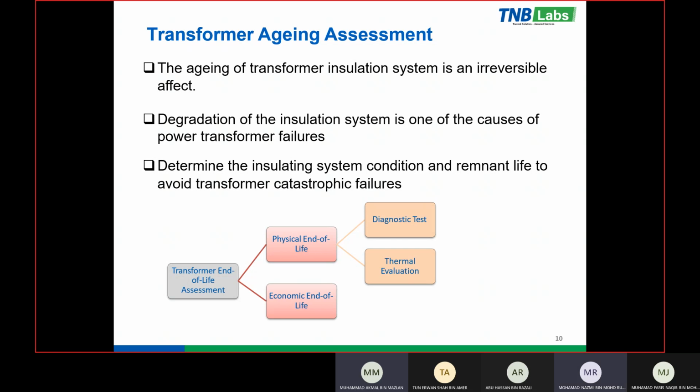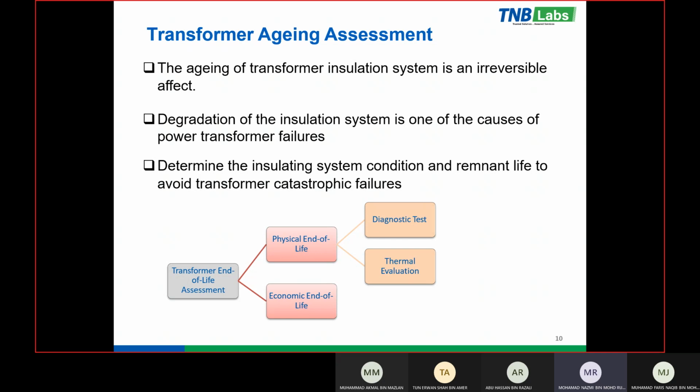So from the past talk about transformers, I've learned the transformer aging assessment. The aging of the transformer insulation system is an irreversible effect. So the degradation, as mentioned before by Akmal Mazlan, is one of the causes of transformer failure. Determine the insulating system condition and remaining life to avoid transformer catastrophic failure.